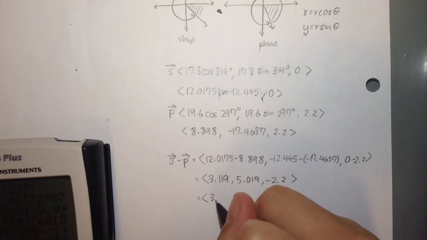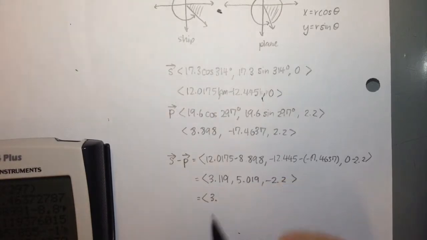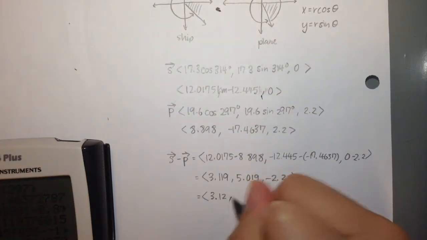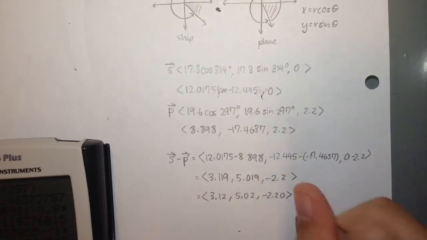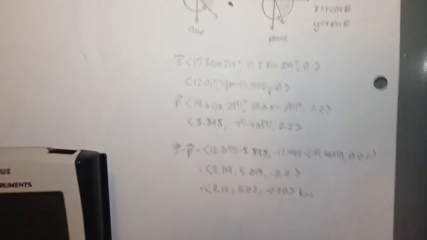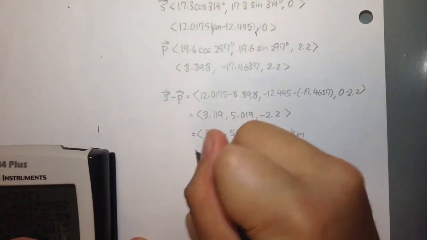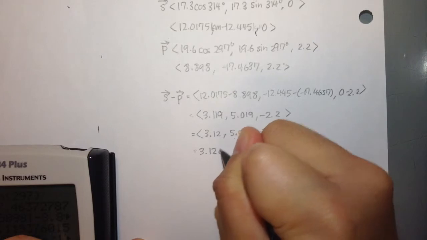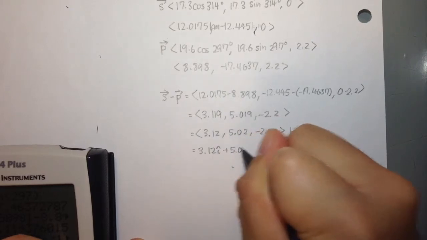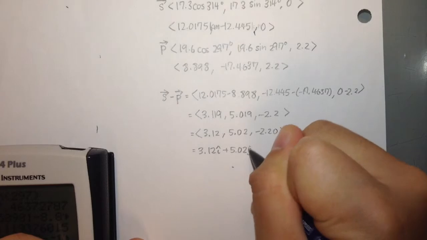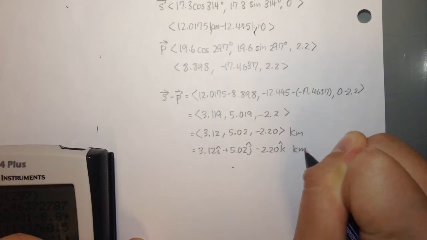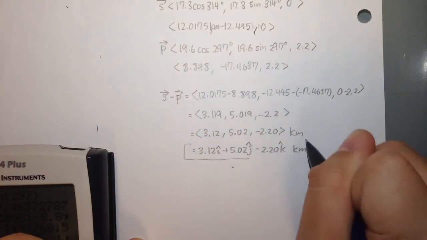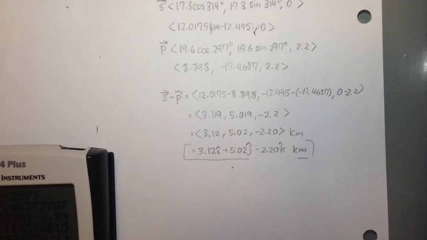So if we round that up a little bit, it's going to be 3.12, 5.02, and negative 2.20 kilometers. And now we're going to fix that into IJK form because that's what the answer key wants. So 3.12 I with a hat plus 5.02 J with a hat minus 2.20 K with a hat kilometers. And that is our answer for part A. Yay, we've solved that problem.